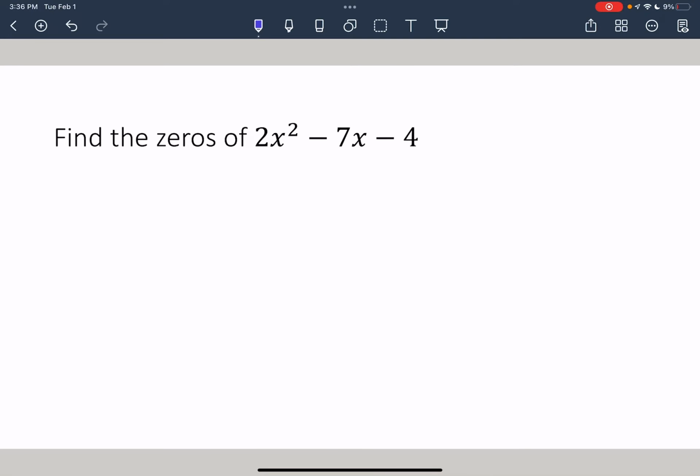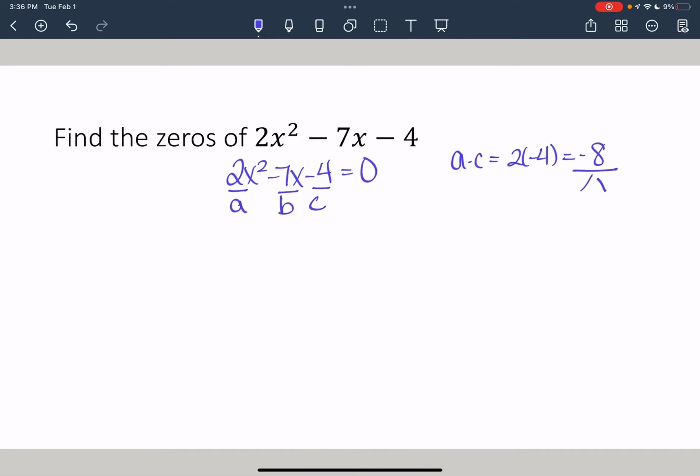Now I want to find the zeros of 2x squared minus 7x minus 4. As usual, I'm going to set it equal to 0, and then I'm going to factor my expression. When I try to factor this, there's no GCF, but a does not equal 1. So I'm going to multiply a times c. I multiply 2 times negative 4, which equals negative 8. And I need two factors of negative 8 that are going to add to negative 7.